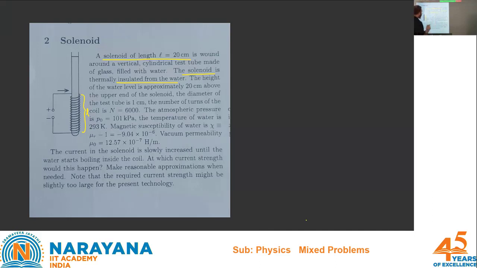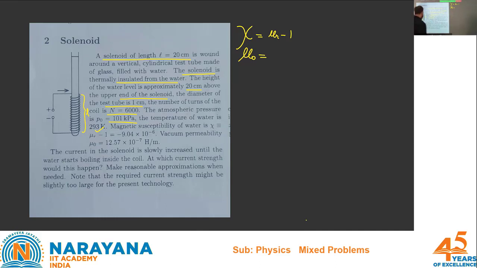The height of the water level is approximately 20 centimeter above the upper end of the solenoid. Diameter of the test tube is 1 centimeter. Number of turns in the coil is given. Atmospheric pressure is again given, 101 kilopascals. Temperature of water is also given, 293 Kelvin. Now he has given magnetic susceptibility chi, and the value of chi is mu r minus 1. That is given, and the mu naught value is also given.